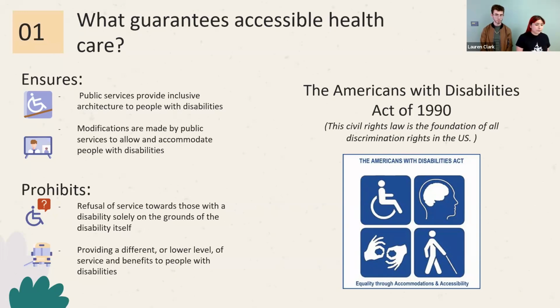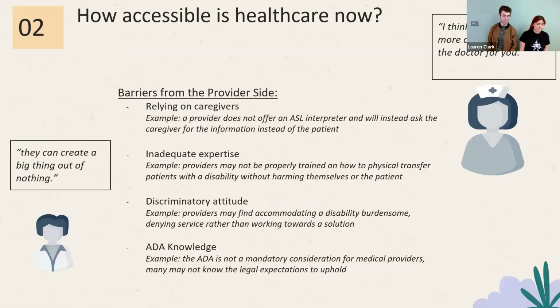So basically not being prejudiced towards a certain group, and also providing a different or lower level of service or benefits to people with disabilities. So again, treating people equally along all spectrums of disability. Yeah, and so talking about how this is actually implemented, we're going to discuss the accessibility of healthcare today. We looked at it through two different lenses, one from the provider side and one from the patient side.